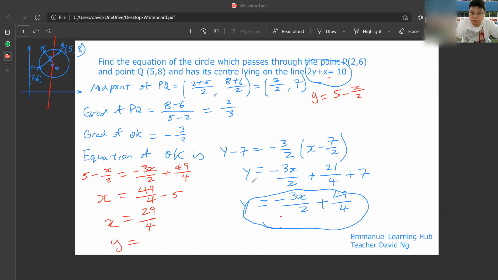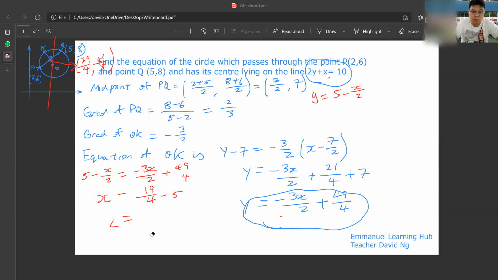Then your y is equal to 5 minus 29 over 8, which is 11 over 8. So the coordinates of the center will be 29 over 4 and 11 over 8. That's the coordinates of the center. So once you have the coordinates of the center, you can find the radius, right? Correct. So let's find the radius.